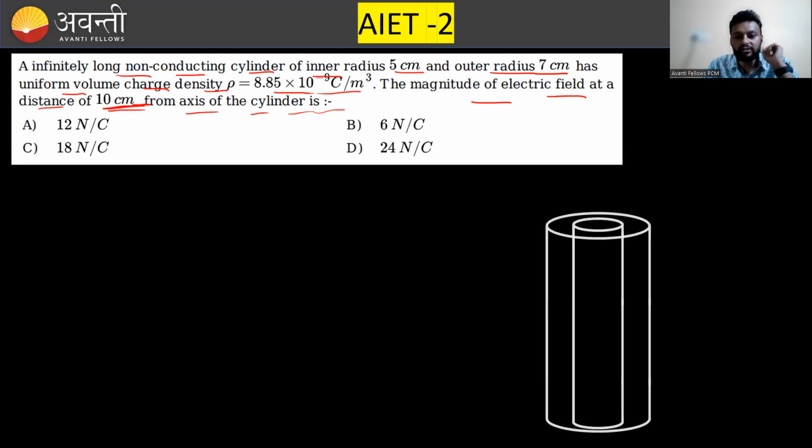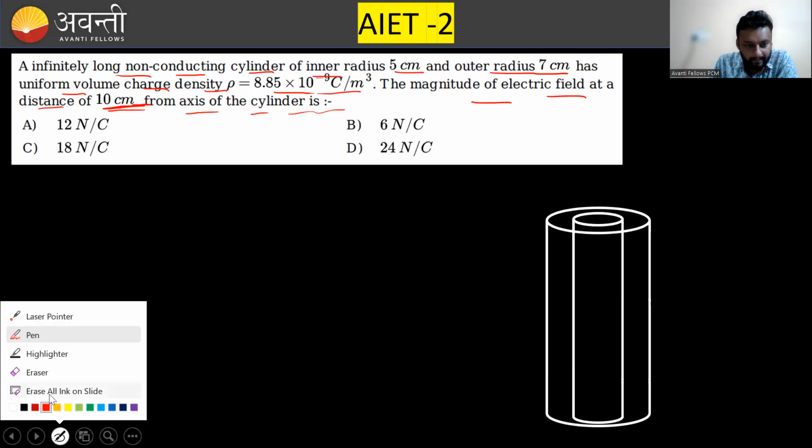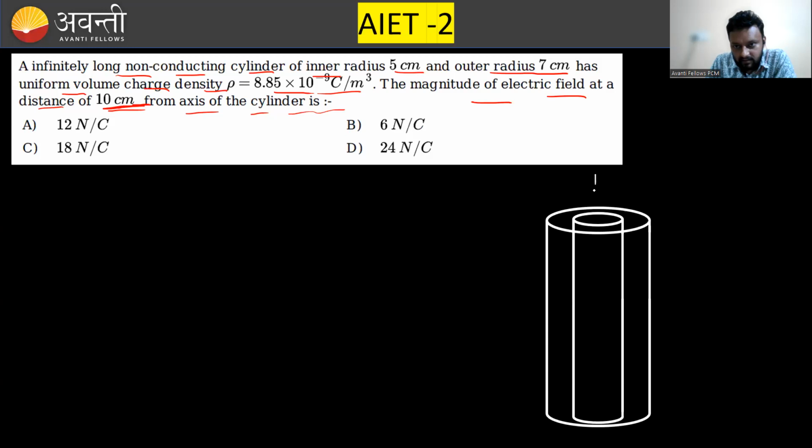So how is this cylindrical body looking? This is of infinite length. I can't draw this infinite length, so I am drawing it something like that. Let's suppose this is the axis of the cylindrical body. Clear? And in this portion there is certain charge, positive charge. You can see that in this portion there is positive charge.